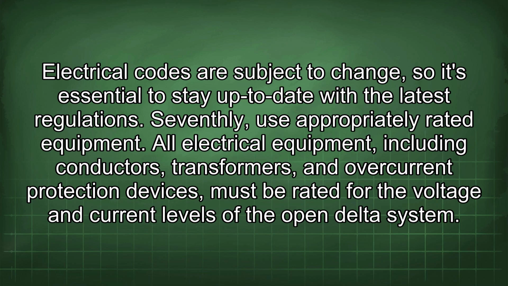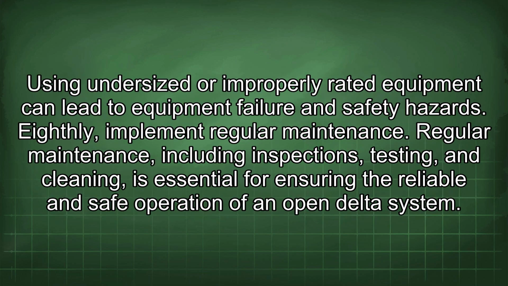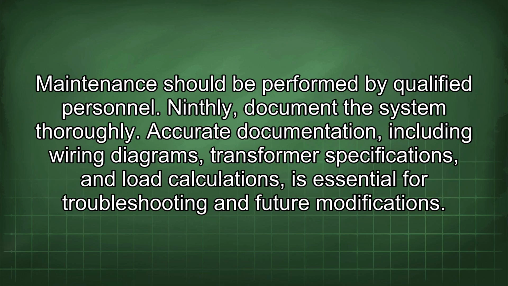Seventhly, use appropriately rated equipment. All electrical equipment, including conductors, transformers, and overcurrent protection devices, must be rated for the voltage and current levels of the open delta system. Using undersized or improperly rated equipment can lead to equipment failure and safety hazards. Eighthly, implement regular maintenance. Regular maintenance, including inspections, testing, and cleaning, is essential for ensuring the reliable and safe operation of an open delta system. Maintenance should be performed by qualified personnel.